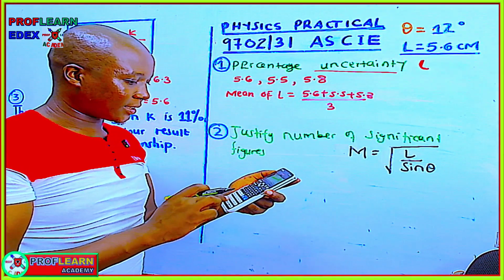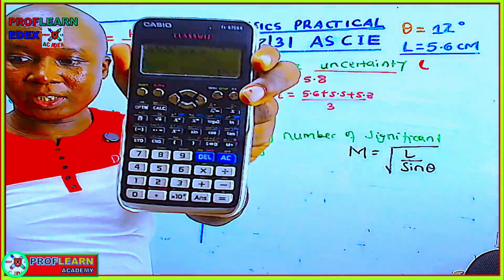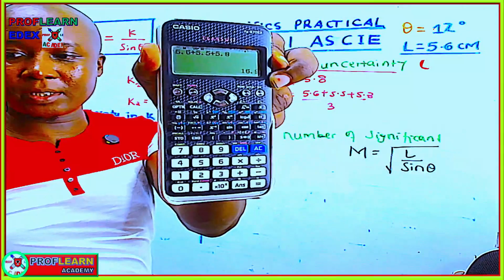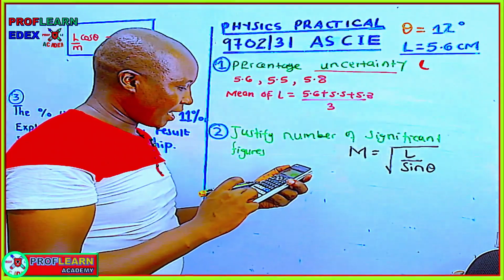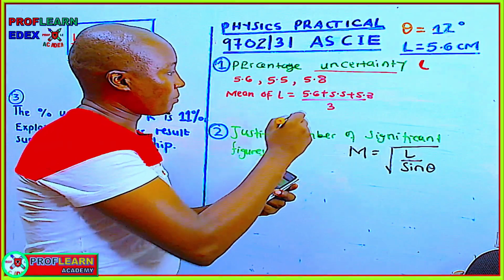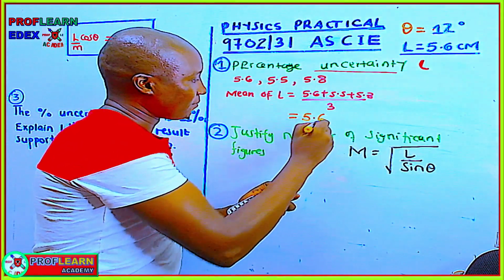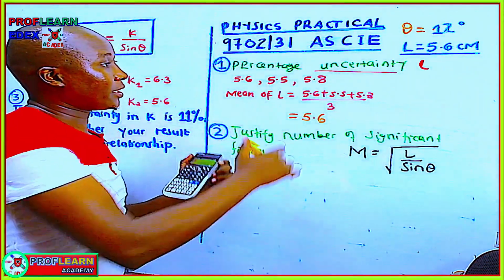I'm getting 16.9. You can see this value that I'm getting here, 16.9. So divide by 3. My mean is going to be equal to 5.6. This is my mean for these values that I've gotten here for L.